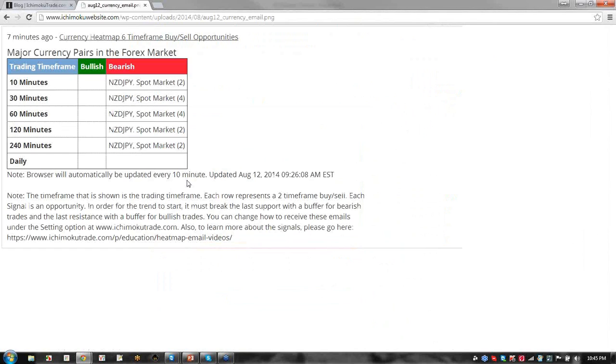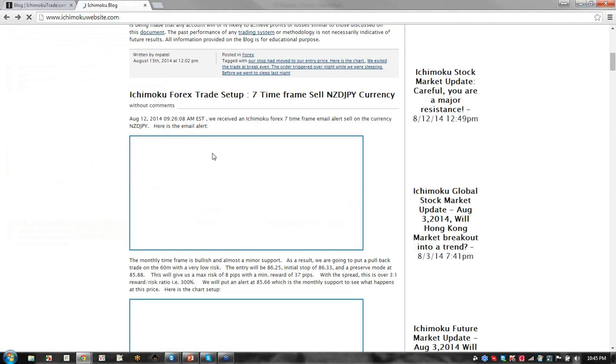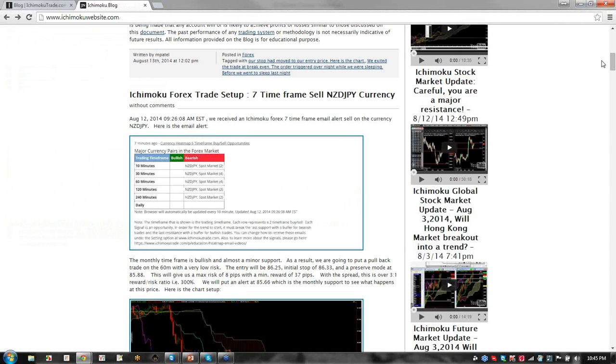This is a live trade before it actually occurred that we blogged it. So on August 12th at 9:26 a.m. Eastern Standard Time, about 3 minutes before the U.S. stock market opened, I got an email alert from New Zealand yen to go short. This is a 6 time frame sell. Everyone okay with that? Yes? Okay. Now, if I come back, so this is the email there.